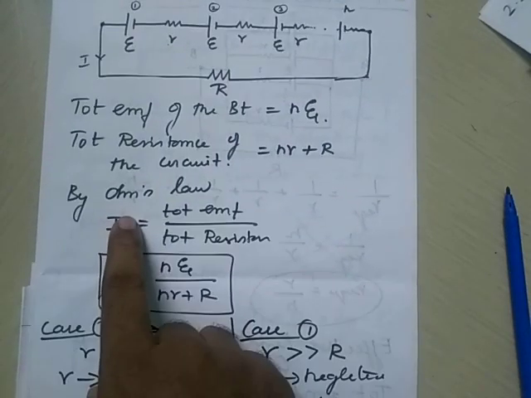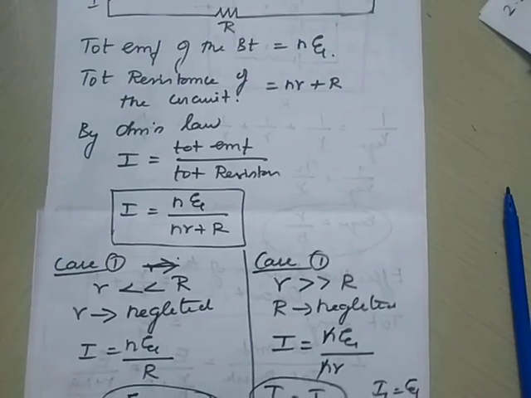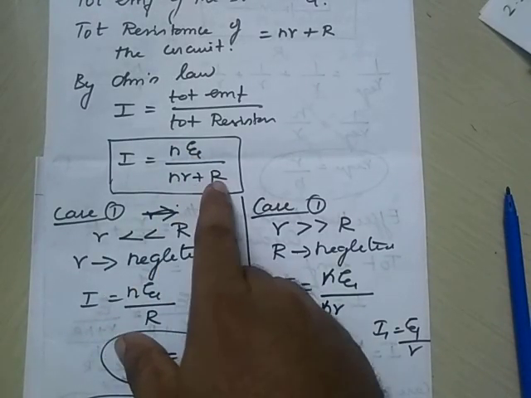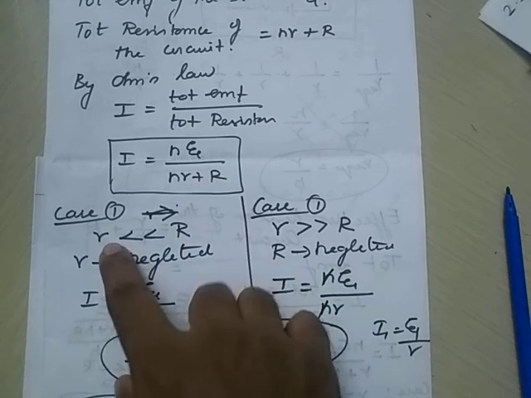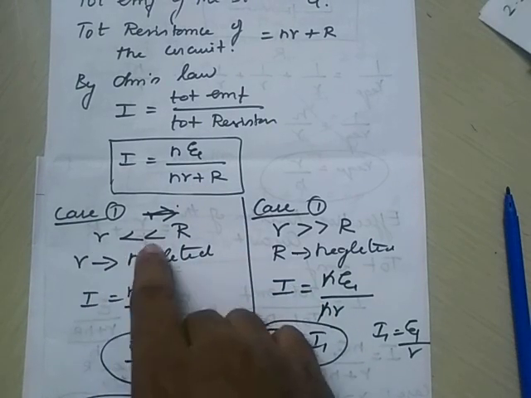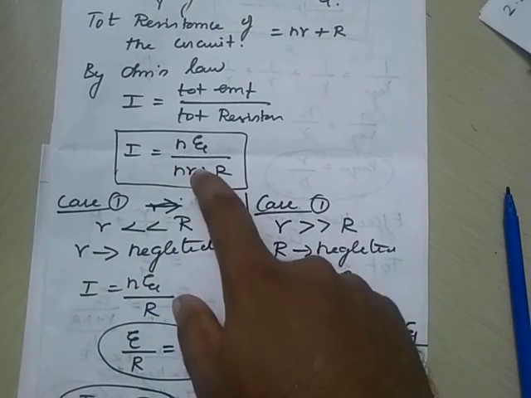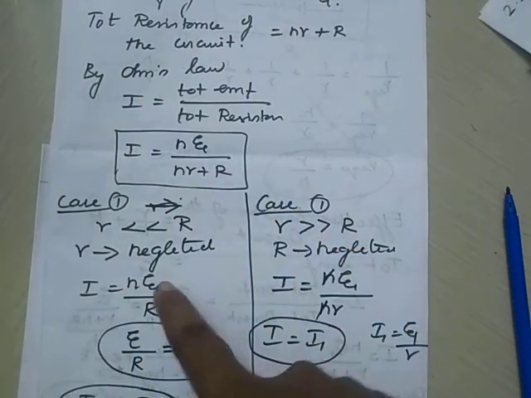By Ohm's law we know I is equal to EMF by resistance. We know very well EMF is equal to Nψ, and resistance is Nr plus R. Here we consider two cases. In the first case the internal resistance r is less than R, so the small r is neglected in this equation. We get Nψ by R.